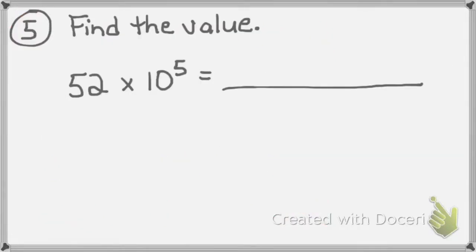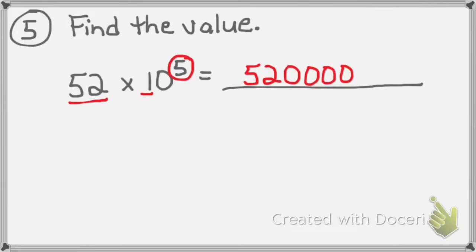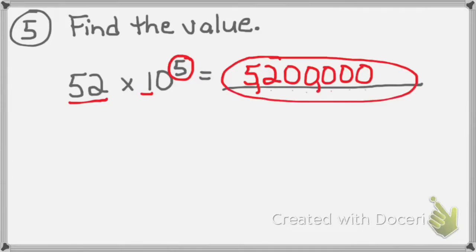Example number 5 takes it to the next level. It says find the value, and I have the problem 52 times 10 to the 5th power. Well, I can use what I know about basic facts. 52 times 1 equals 52. And I can use what I know with the lazy man's trick, as long as the base is 10, and it is. My exponent is 5, so I have to tack on 1, 2, 3, 4, 5 zeros. Put in my commas, circle my final answer, which is 5,200,000.